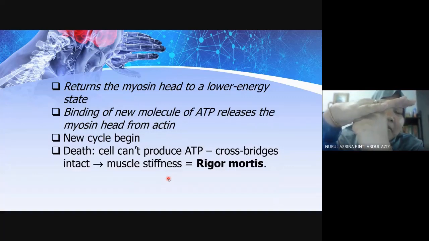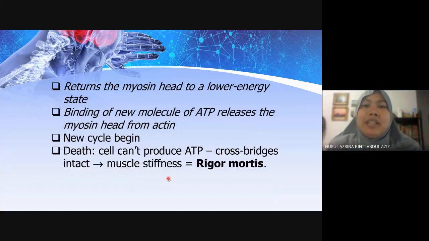Alright. Why? When we have ATP, ATP will bind to the myosin head and cause the myosin head to go back, or return, to the low energy configuration. But now, without ATP, the myosin head still binds to the actin subunit or actin protein. So this is what we call the cross bridge still intact. The cross bridge remains in this state and causes muscle stiffness. So this is what we call rigor mortis.